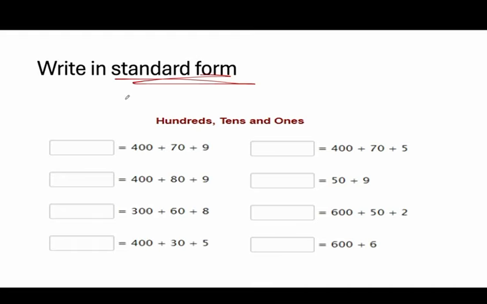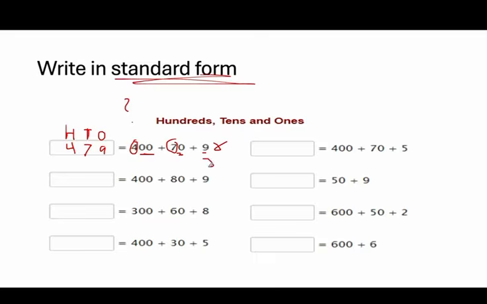Who can tell me my first step? H, T, O. Remember, hundreds, 2 zeros. Tens, 1 zero. Ones, no zero. I'm going to write it under the hundreds place. Which number has 2 zeros? Excellent, 4. What about the tens? Which number has 1 zero? 7. So I'm going to write it under the tens place. Ones, excellent, 9. 9, no zero. So the number is 479.